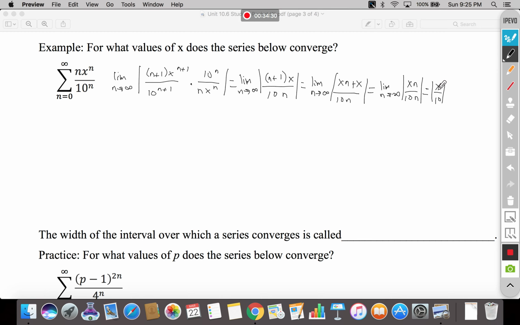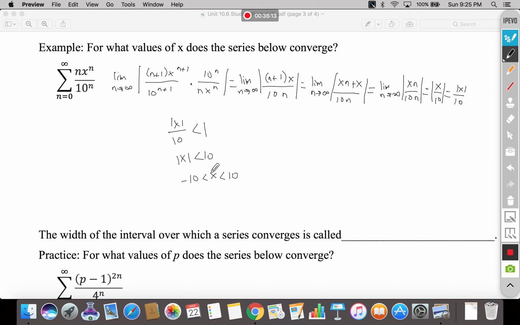So what does this mean? I want to know what values of x will make this series converge. I just found out that the ratio test gives me the absolute value of x over 10, which I could also write as the absolute value of x over 10, because 10 is always positive. Now, for the ratio test to tell me something converges, what I get has to be less than 1. That means the absolute value of x has to be less than 10 if I multiply 10 to this side. This is really important. If the absolute value of my x value is less than 10, my series will converge. In other words, x has to be between negative 10 and 10.